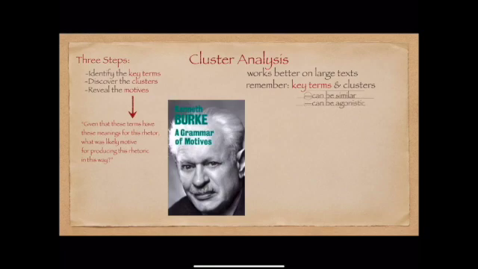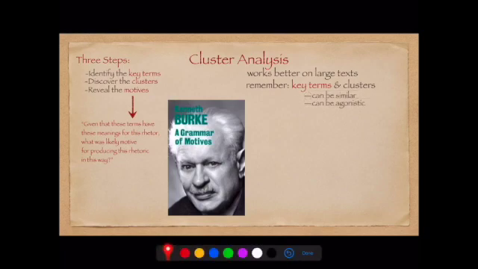Here's another thing to tell you. Remember your key terms and your clusters. They can be similar to each other, or they can be what Burke calls agonistic. Agonistic is where they come into conflict with each other. So remember, we talked about you might have a keyword like freedom, but the clusters around it are peril, danger, risk, failure, suffocation. These might be the kinds of things that are clustering around this idea of freedom.